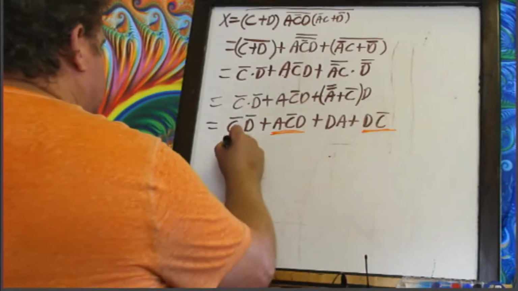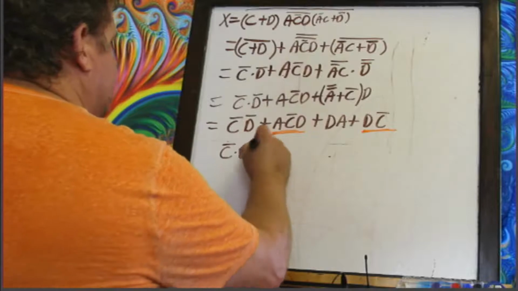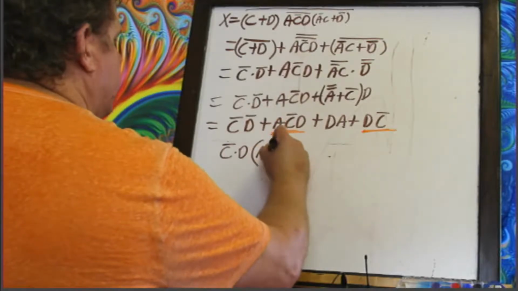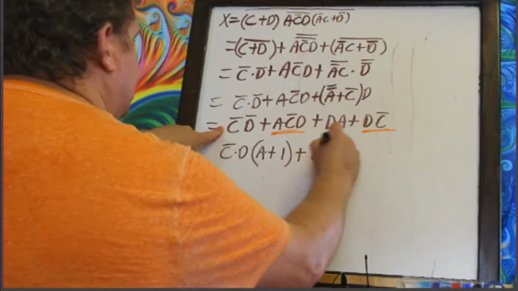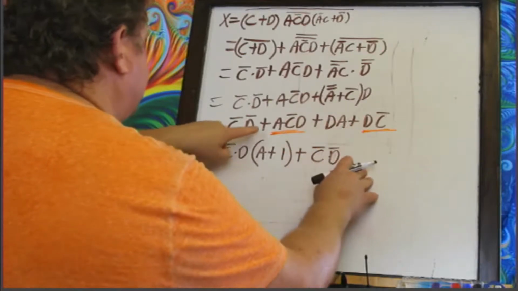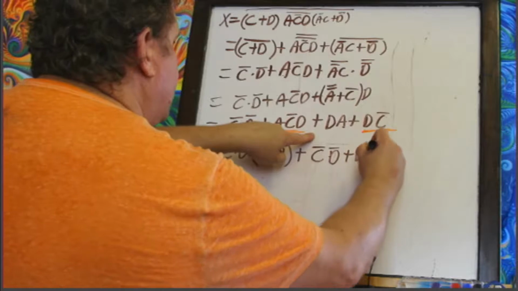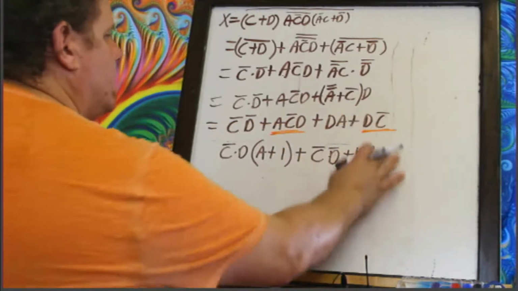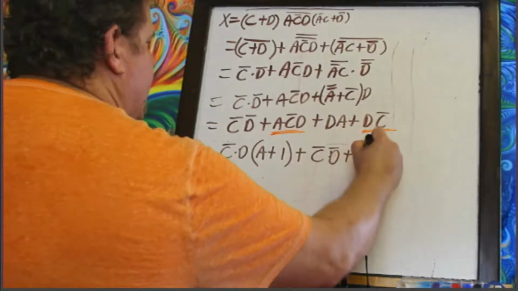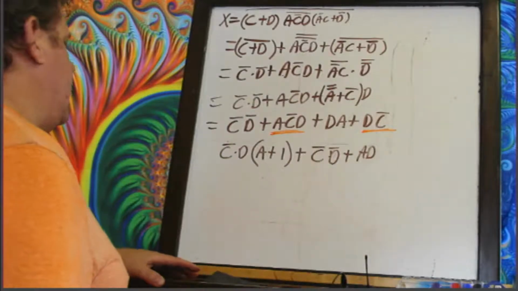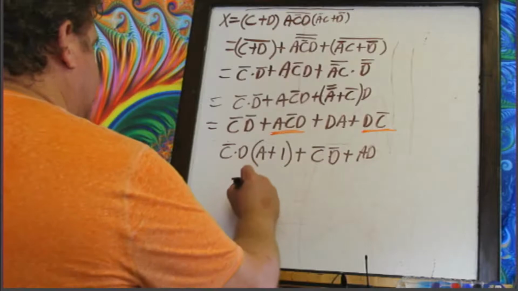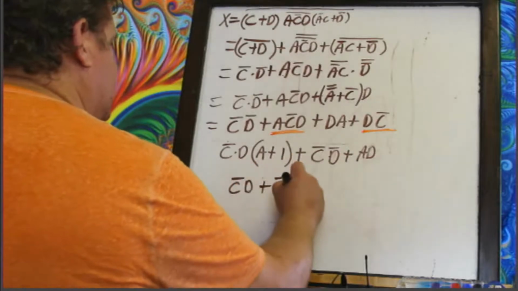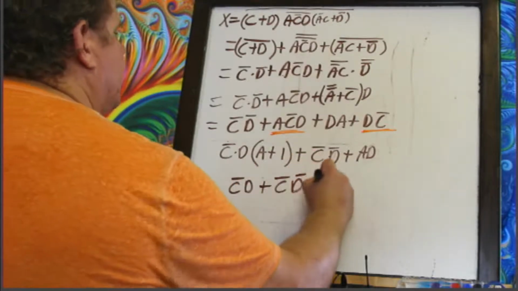So C naught D times A plus 1. And then I got to rewrite this one, C naught D naught, make sure I'm keeping this straight. And then plus DA, or AD, if you're concerned about alphabetical order, AD, okay? So that's going to go to 1, and then I'm left with C naught D plus C naught D naught plus AD.